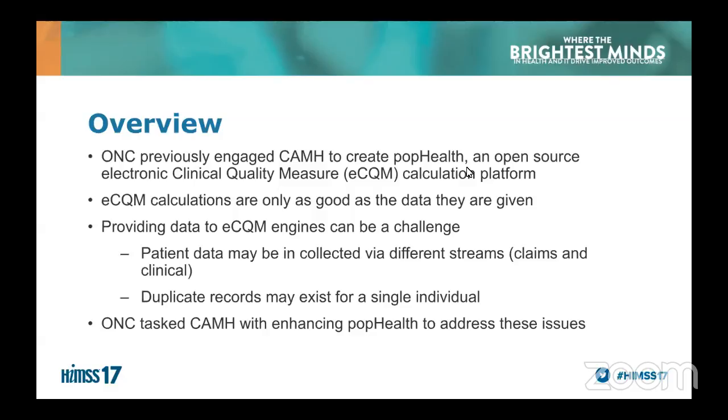And so when you're calculating these electronic clinical quality measures, they're only as good as the data that they're given. So if you are seeing multiple providers, you could wind up having that data being fragmented. And so what we have seen is that providing data to engines that are trying to calculate these sorts of things can be a challenge. We've seen that patient data can be collected via different streams. So you could have data coming in from clinician systems, like their electronic health record systems, or you could have claim streams coming in as well.